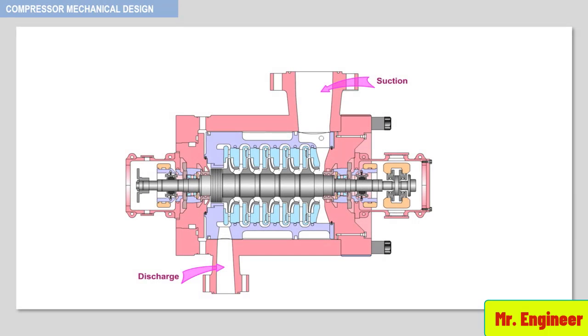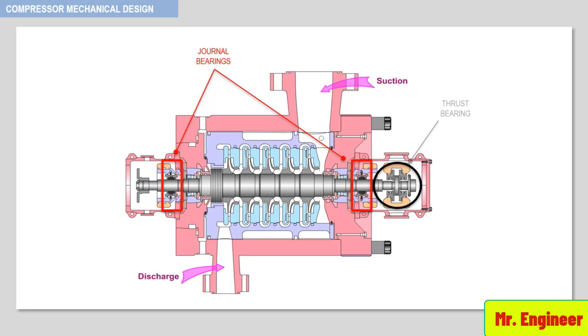In this cut section of a typical multi-stage centrifugal compressor, you have two journal bearings located at both ends of the shaft, and one thrust bearing located at the shaft end on the non-driven side, as depicted here. The configuration and number of bearings depend on the compressor design and process condition, as we will see further ahead.